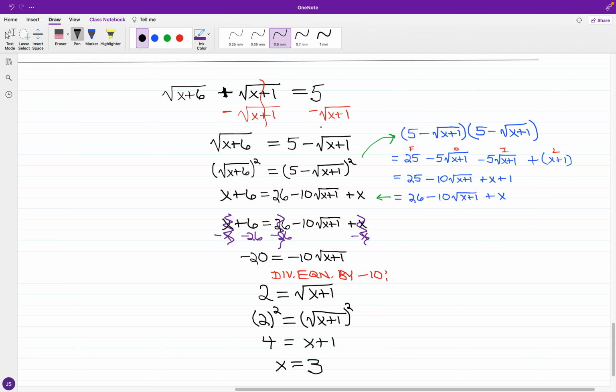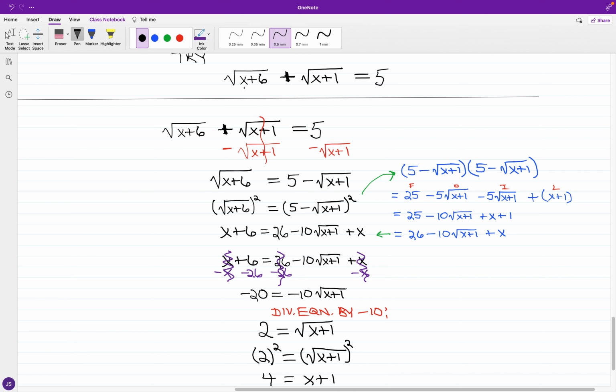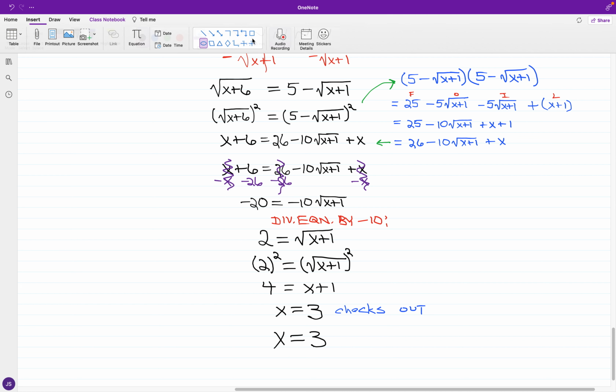And I'll tell you what, let's just check by plugging in. If x is 3, 3 plus 6 is 9, the square root of 9 is 3, 3 plus 1 is 4, the square root of 4 is 2, and 3 plus 2 is equal to 5. So x equals 3 is going to check out, and so this radical equation is also going to have, once again, one solution, and that is the value of 3.